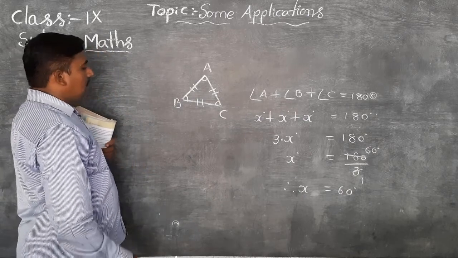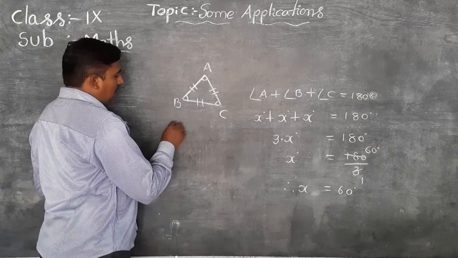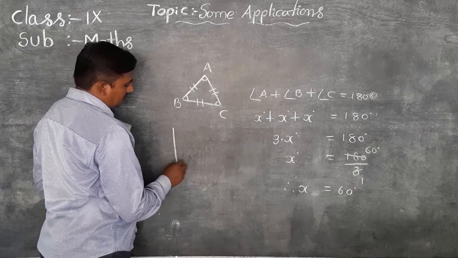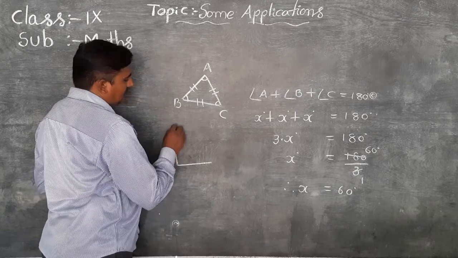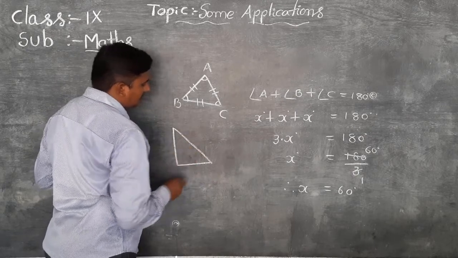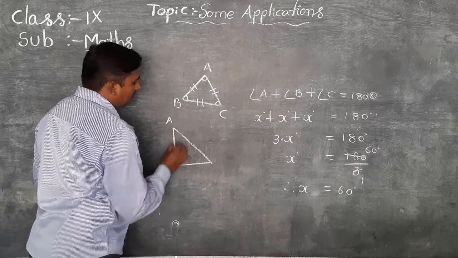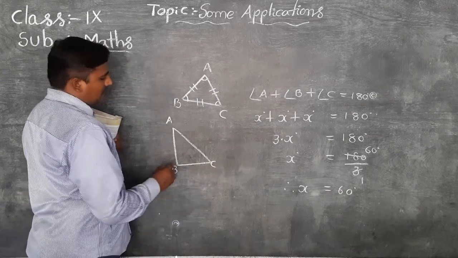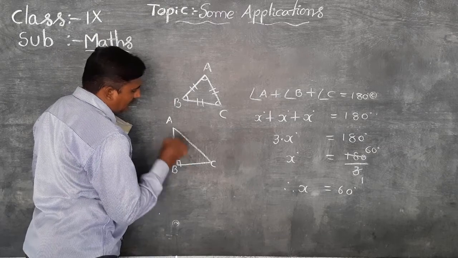And maybe this is an isosceles right angle triangle. Isosceles right angle triangle means what should we do? A, B, C. We know B will be near the right angle.